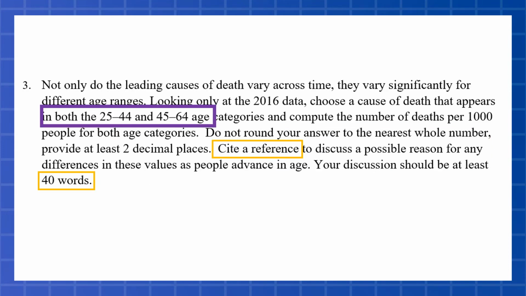The third part is I want to be a little bit more specific. I want you to look at 2 age groups, the 25 to 44 and the 45 to 64. And I want you to compute the number of deaths for both people for the same cause of death. And I also want you to look at just the 2016 data. Okay, so don't look across time. I just really want to know, how is one cause of death different between these 2 groups? Again, you're going to want to cite a reference, so I just need a website, a URL of an article that you can find that talks about that cause of death and why those age groups might be different. And then discuss about it for just at least 40 words, not much. You don't need to go into too much detail.